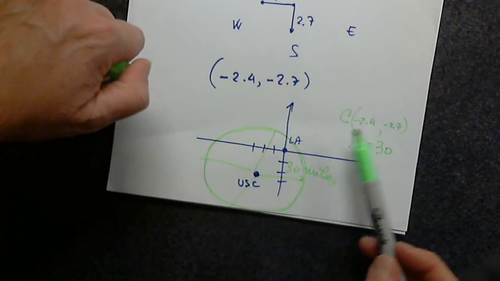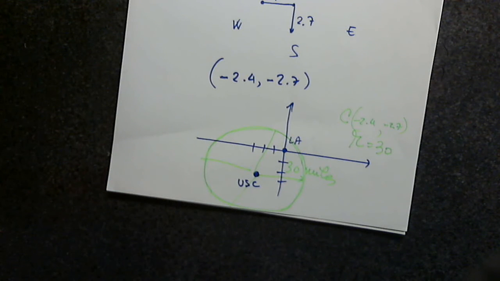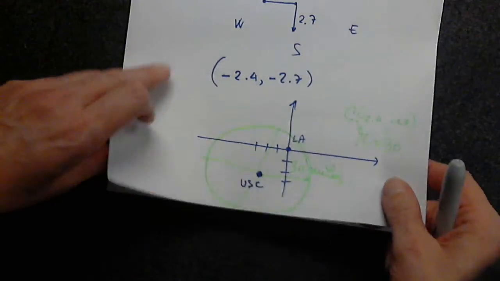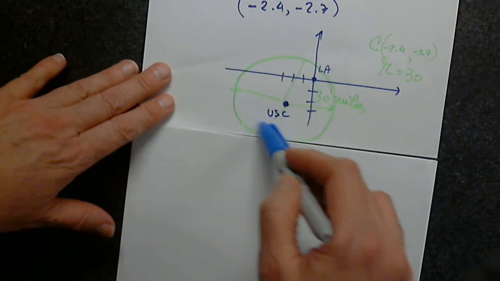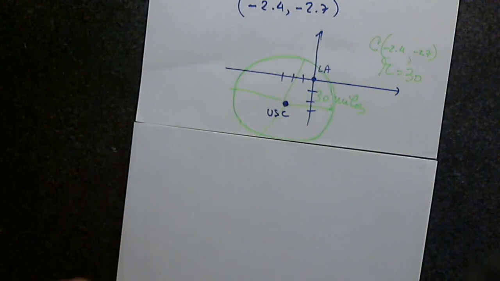Now we have to make sure that everything is in miles, because of the measurement unit. So yes, we had 22.7 miles, 2.4 miles. Everything is in miles, 30 miles. That's it. So I have the center and I have the radius. I'm asked to find the equation of the circle where the earthquake could have occurred, anywhere inside the circle.